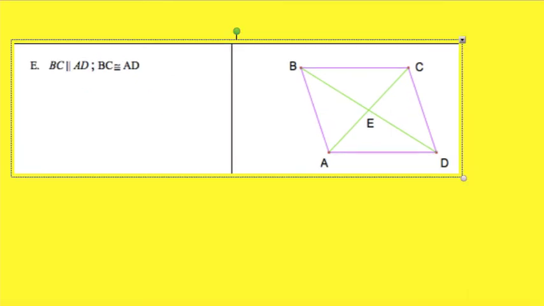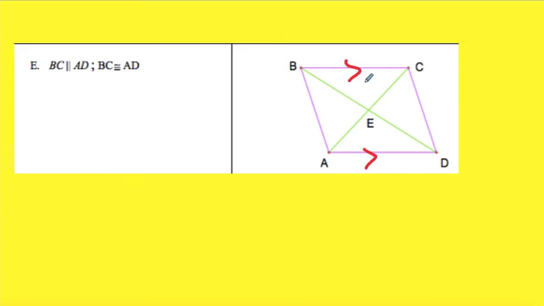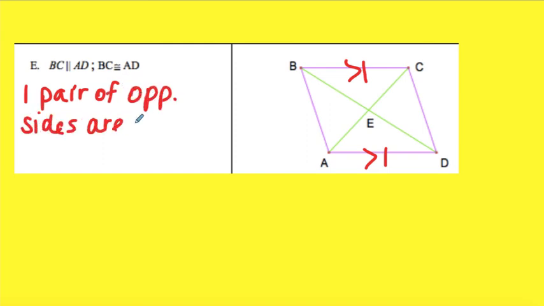All right, one more. Here's that funky case. BC parallel to AD. BC also congruent to AD. So because one pair of opposite sides are both parallel and congruent, the quadrilateral is a parallelogram.